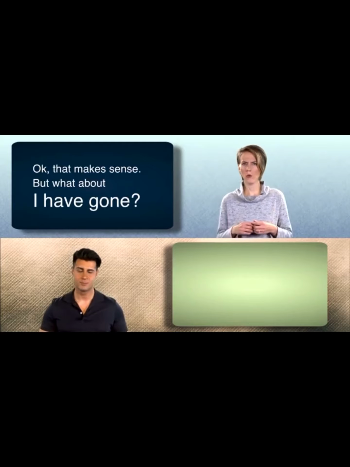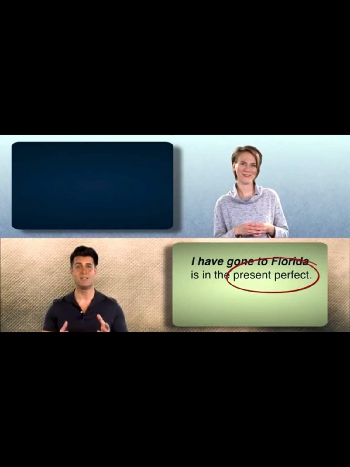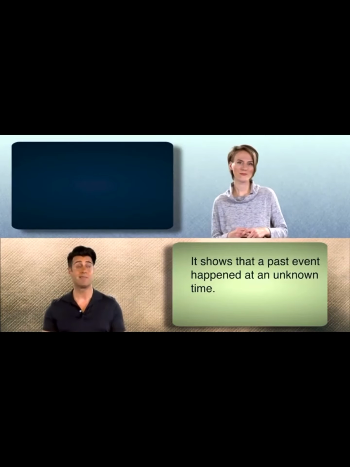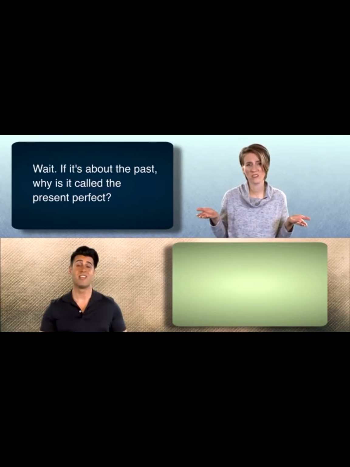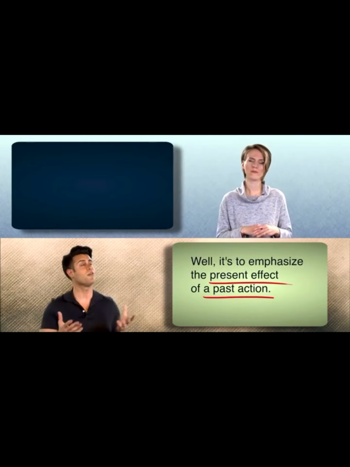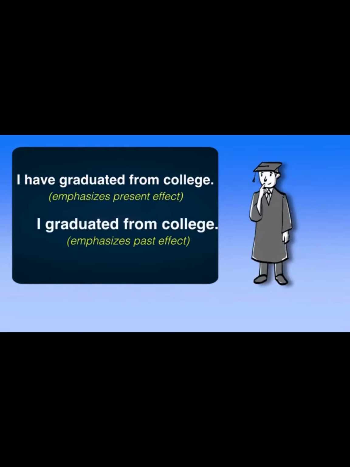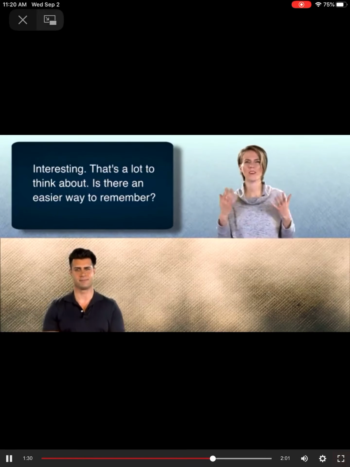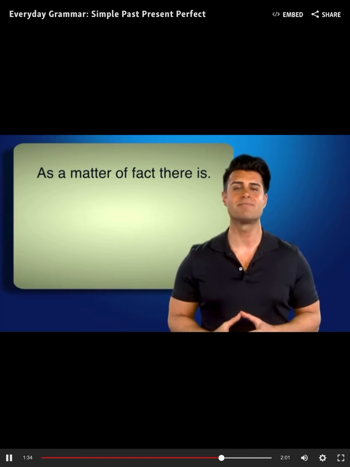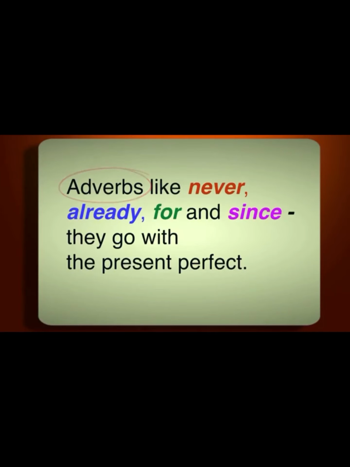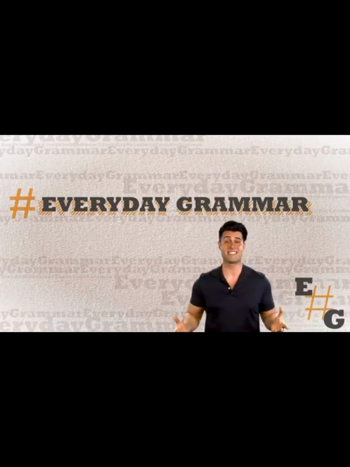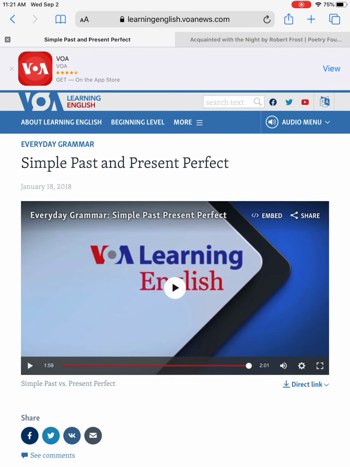Okay, that makes sense. But what about "I have gone"? "I have gone to Florida" is in the present perfect. It shows that a past event happened at an unknown time. Wait, but if it's about the past, why is it called the present perfect? Well, it's to emphasize the present effect of a past action. "I have graduated from college." "I graduated from college." Interesting. That's a lot to think about. Is there an easier way to remember? As a matter of fact, there is. Focus on the adverbs. Adverbs like yesterday, ago, and last night go with the simple past. Adverbs like never, already, for, and since go with the present perfect. Wow, I've never thought of it like that before. And that's Everyday Grammar.